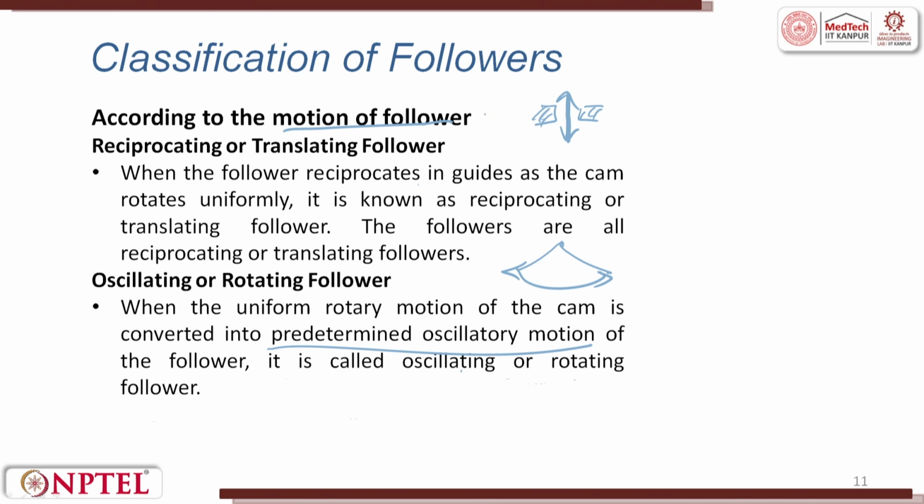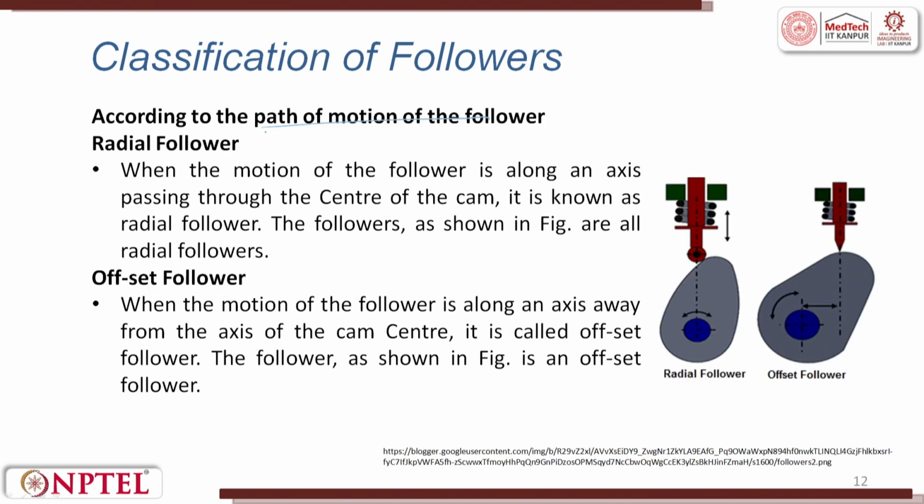So, earlier we saw the motion of the follower. Next, according to the path of motion of the follower, you can have a radial follower or an offset follower. When the motion of the follower is along an axis passing through the center of the cam, this is called a radial follower. Here the axis of the follower and the axis of the cam coincide. It is shown in the figure.